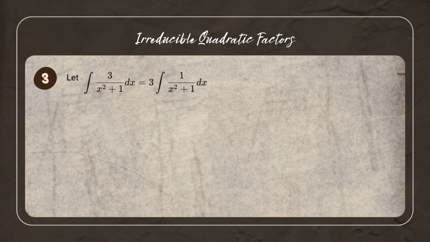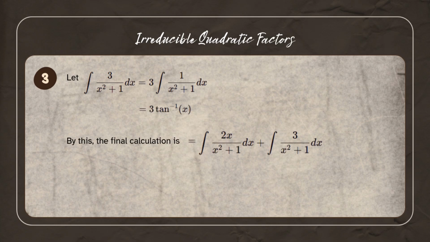And now, for the second integral, as you can see, you may move the constant to the front, and then you integrate the following integral, which is integral 1 over (x to the power of 2 plus 1) dx, and the result will be 3 tan inverse x. And now, the final calculation will become ln(x to the power of 2 plus 1) plus 3 tan inverse x plus c.